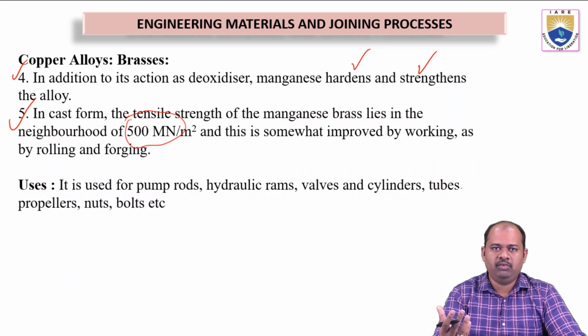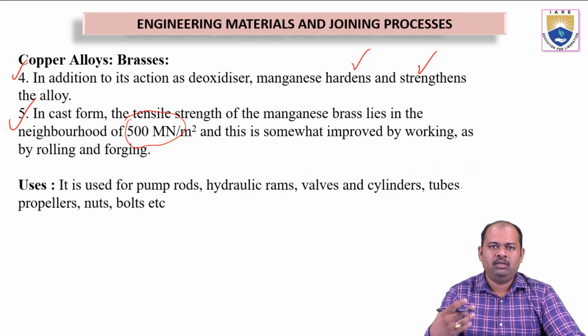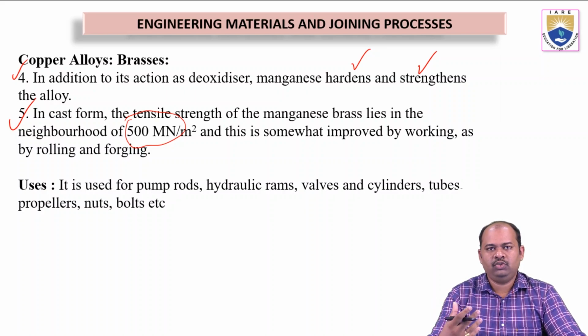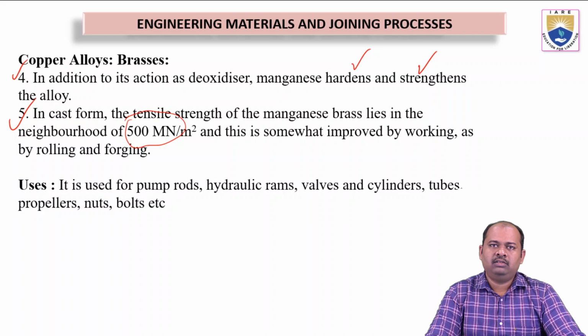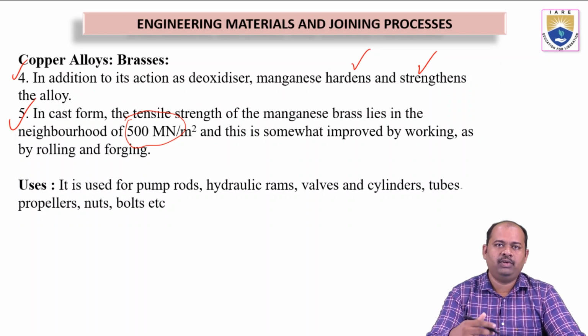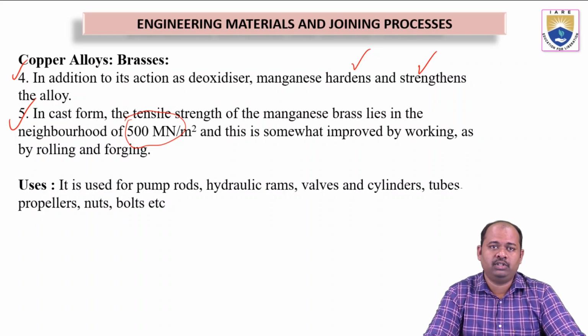Why do we always go for iron? Because iron is cheap. When compared to copper, iron is cheap and copper is very less available in nature. So we have to use it only in some particular applications where it is particularly needed. So when we have to use copper, we have to increase its strength. That is why the tensile strength of this manganese brass is 500 mega newtons.